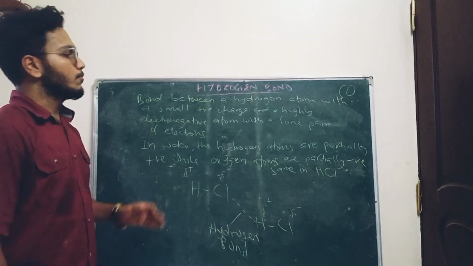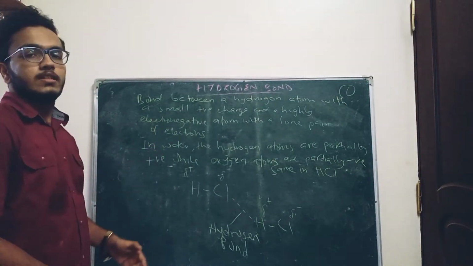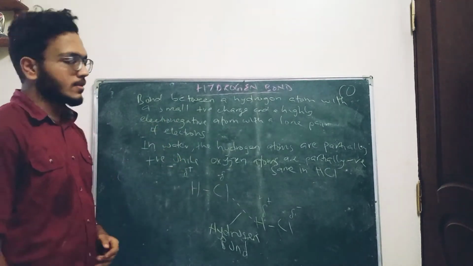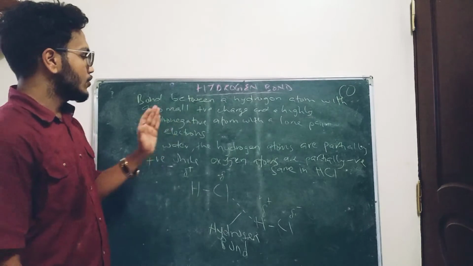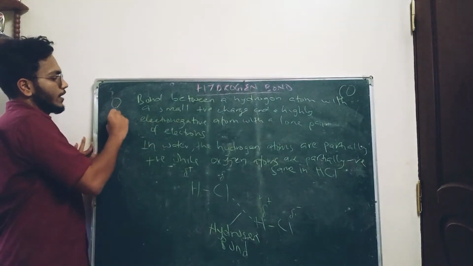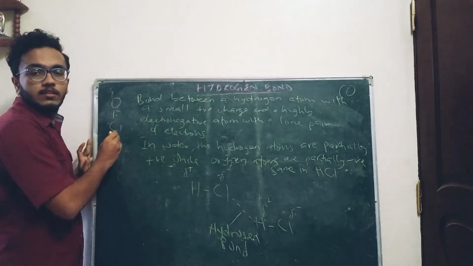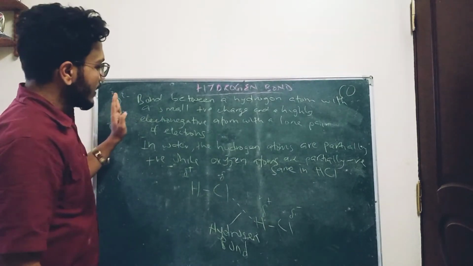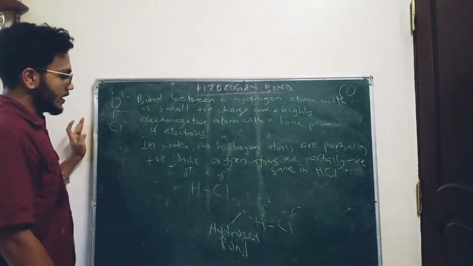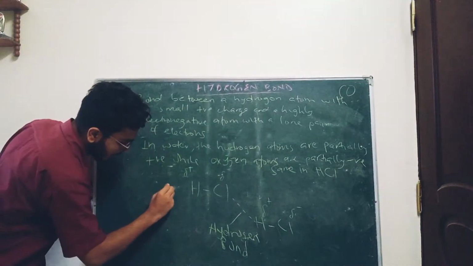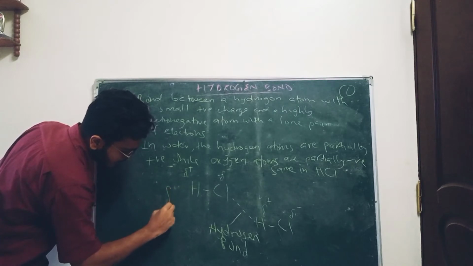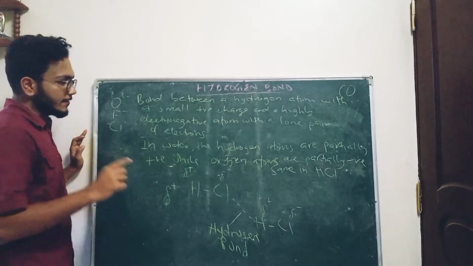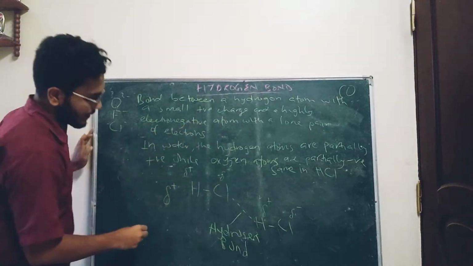Hydrogen bond: this is a bond between a hydrogen atom with a small positive charge and a highly electronegative atom with a lone pair of electrons. Highly electronegative atoms are oxygen, fluorine, chlorine, which carry a partial negative charge. The positive charge of the hydrogen atom is represented with a delta symbol, δ+, and the negative charge of the electronegative atom is δ-.